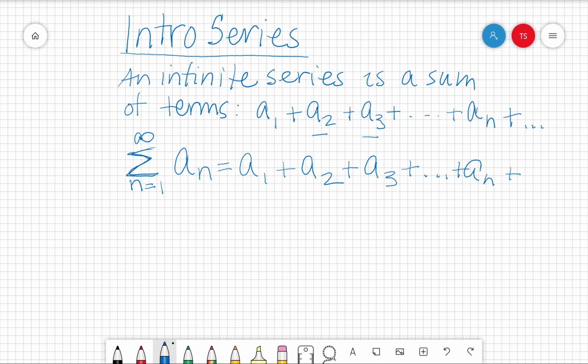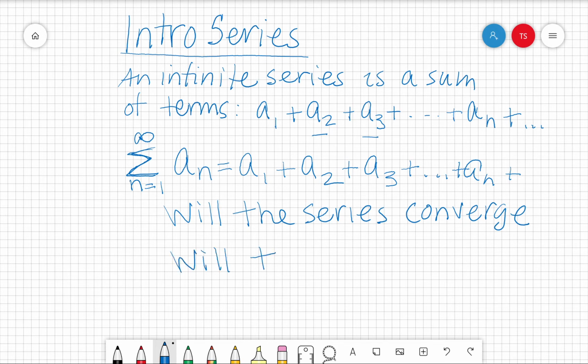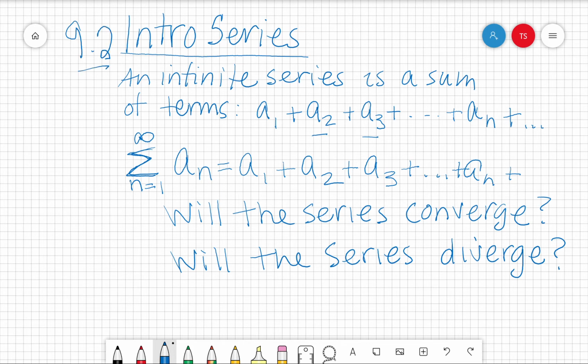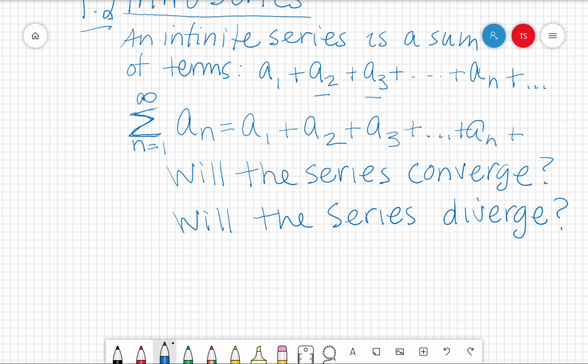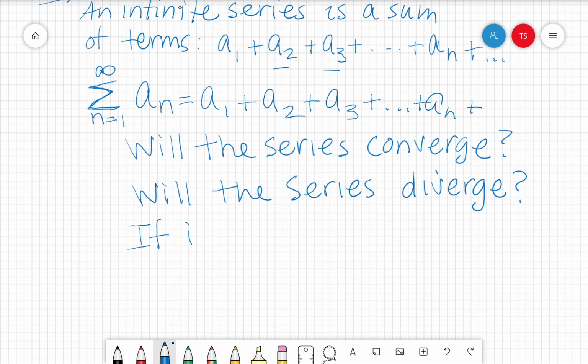So the main question that we'll be asking is, will this series converge? Or will the series diverge? And that's what we're going to be looking at in the first couple of sections of this chapter, from 9.2 to 9.6. We're going to be looking at series tests, and we're just asking the question, will it converge or will it diverge? Now, in section 9.2, we're also going to ask this additional question: if it converges, can we find the sum?